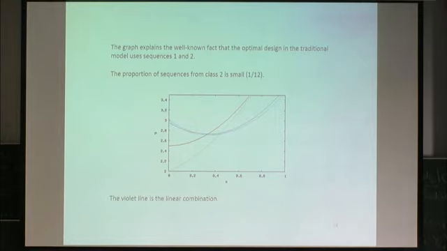Here's the graph. I thought this was already here. I was wondering why I couldn't see it. So that's the combination. A large proportion from the blue one and a small proportion from the red one gives this violet one. And this has a slightly bigger minimum than the other ones.